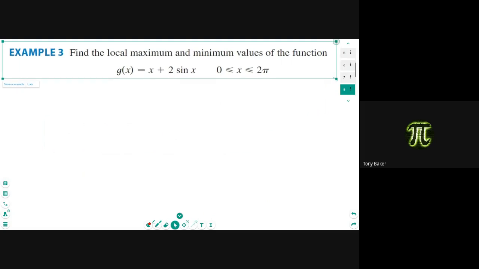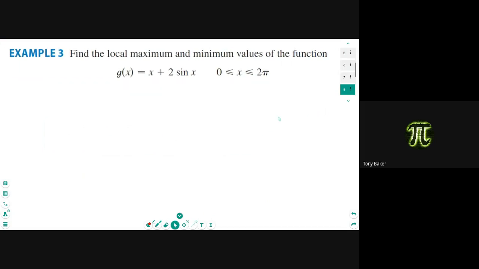All right. Let's do this one. First step is what? Find my first derivative.